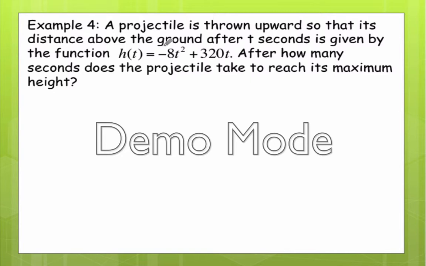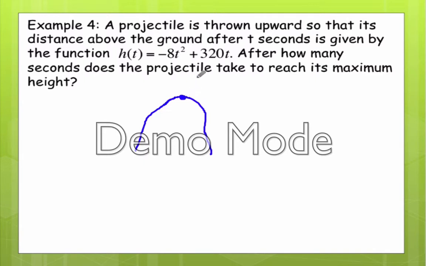Okay, so I have a projectile. It's being thrown upward. So when something's thrown upward, it goes up, it hits a maximum point, and what goes up must come down. So it's a parabola that opens downward. After how many seconds does it reach the maximum height? Maximum height, we're looking for the vertex.